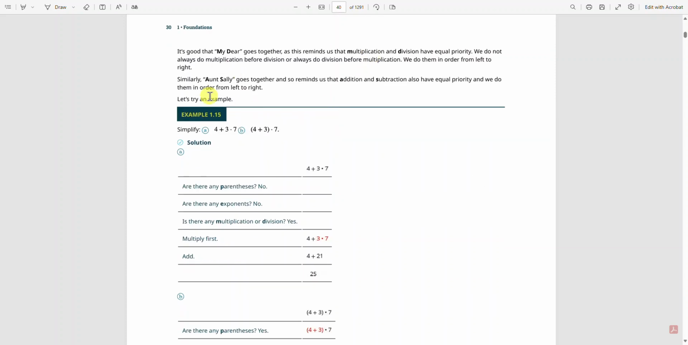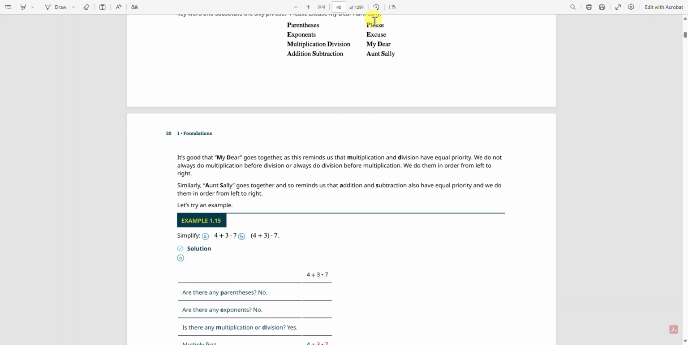All right? So it's showing us here that if we do remember this silly phrase, the My Dear being together helps us to remember that multiplication and division are equal, and the Aunt Sally being together reminds us that addition and subtraction are equal in priority. I hope that makes sense.